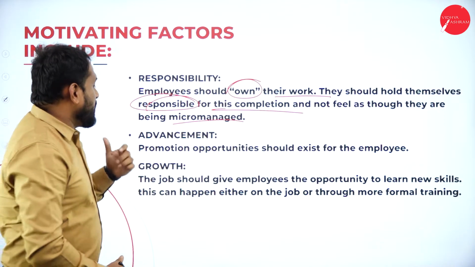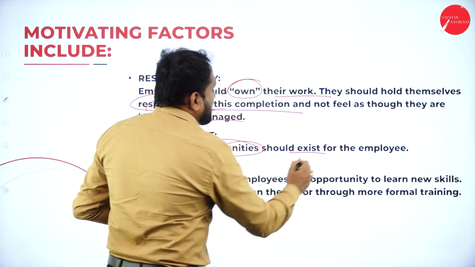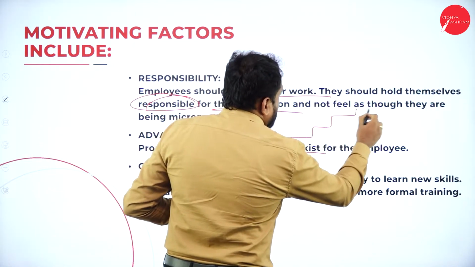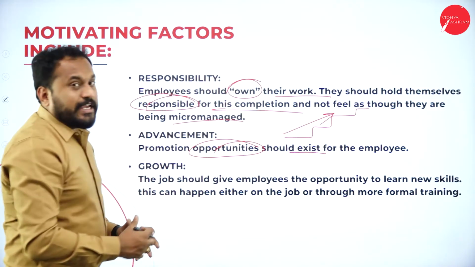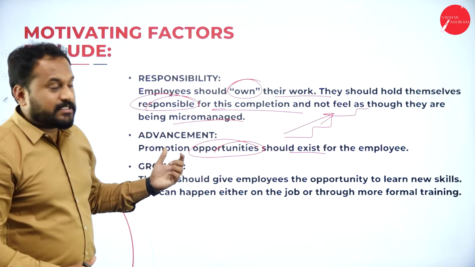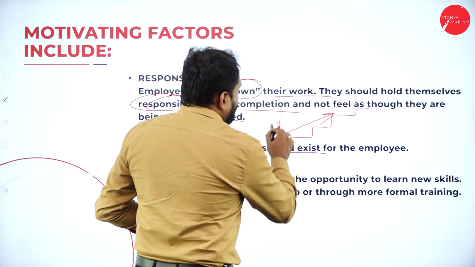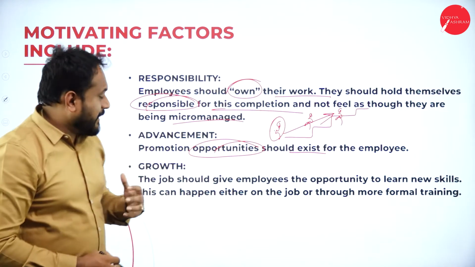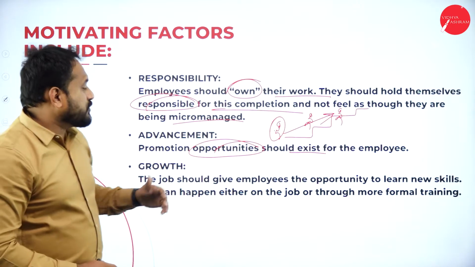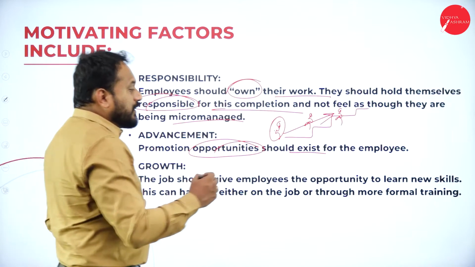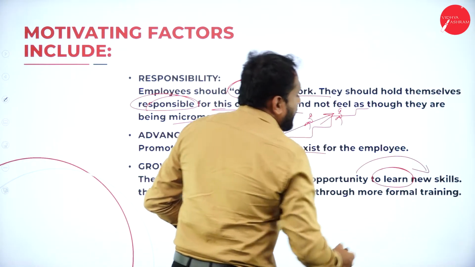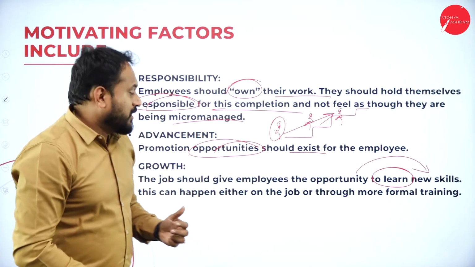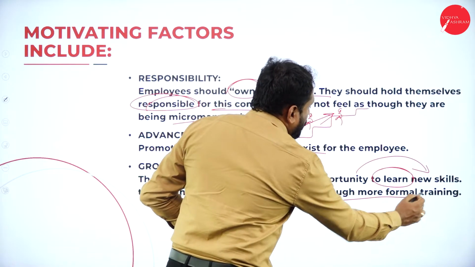Advancement: when we go for advancement, promotion opportunities should exist for the employees. When you have a promotion, you're growing in your organization. That is, right now you are here. If you work more, you will be placed here, and next, here. So promotion should be there. The last one is growth. The job should give employees the opportunity to learn new skills. If we are not learning something new, that is not growth. This can happen either on the job or through more formal training.